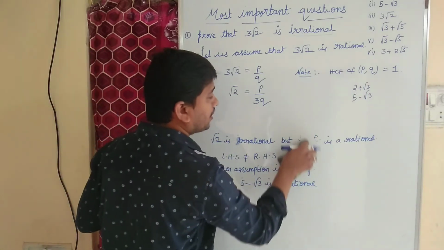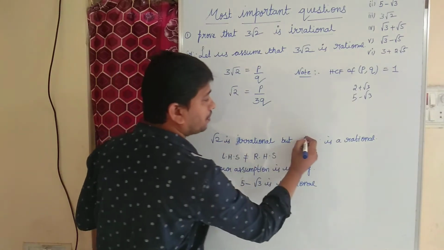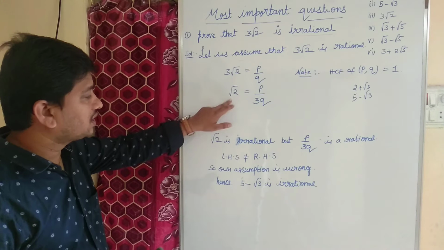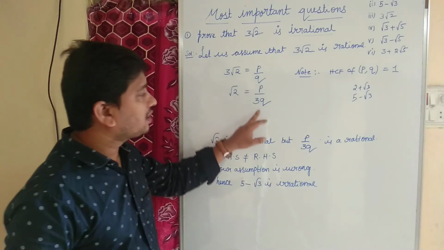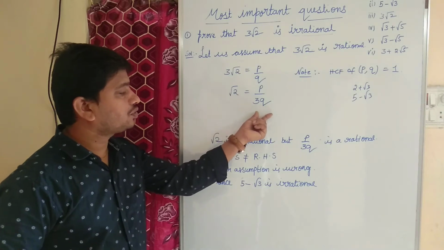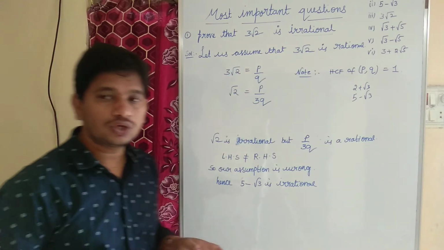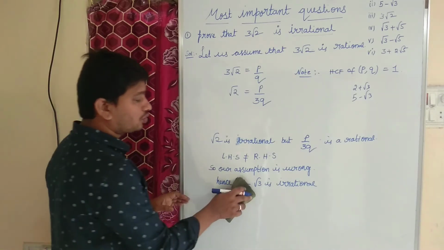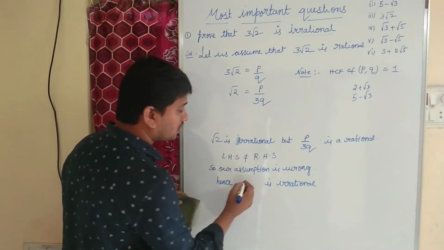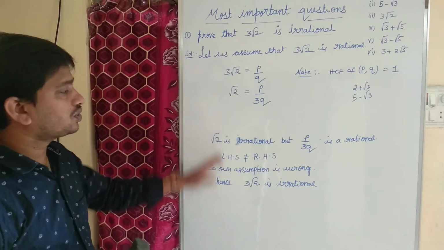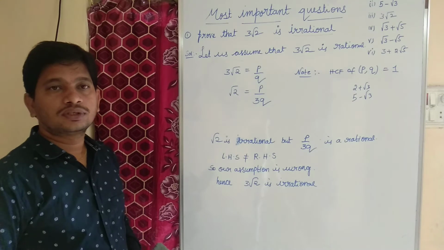root 2 is irrational, but p/3q is rational. I mean LHS is not equal to RHS. So our assumption is wrong. Hence 3 root 2 is irrational. We need to write this whole procedure.